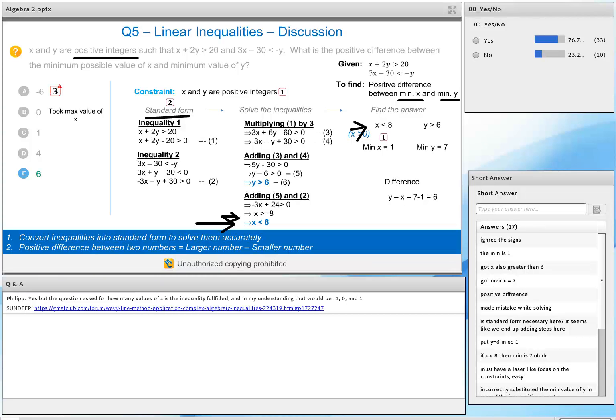Put y is equal to 6 in equation 1. You can't do that, right? Because you need to find out the ranges of both x and y, and then you need to figure out what the minimum value of both x and y are.